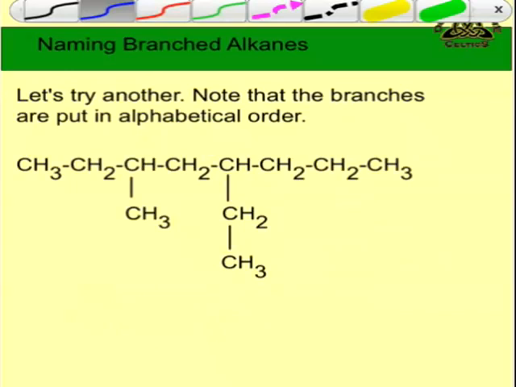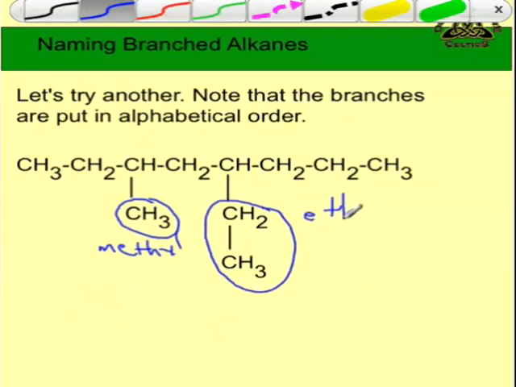Let's try another one. And in this instance, we have two branches. We have this branch here, which is a methyl group. And we have this branch here, which is an ethyl group. And the new piece of information here is that when we put these branches into the name, we put them in alphabetical order. And clearly E comes before M. So the ethyl will precede the methyl in the name.